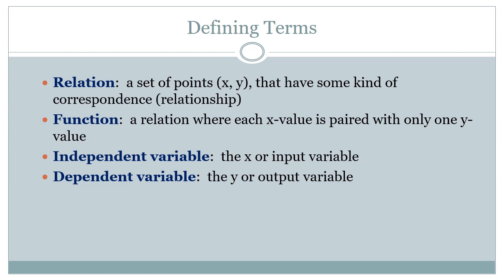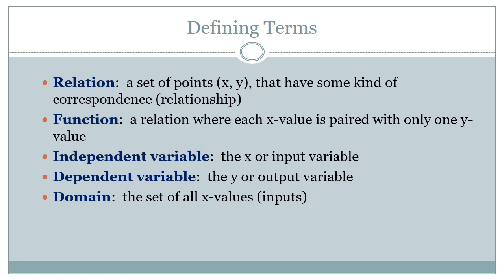The reason for these terms is your input, or your x, you decide what it can be. It can be anything you want it to within the confines of the domain that we'll talk about later. The dependent variable is determined after you have chosen a value for the x. So the dependent variable depends on the choice for x.